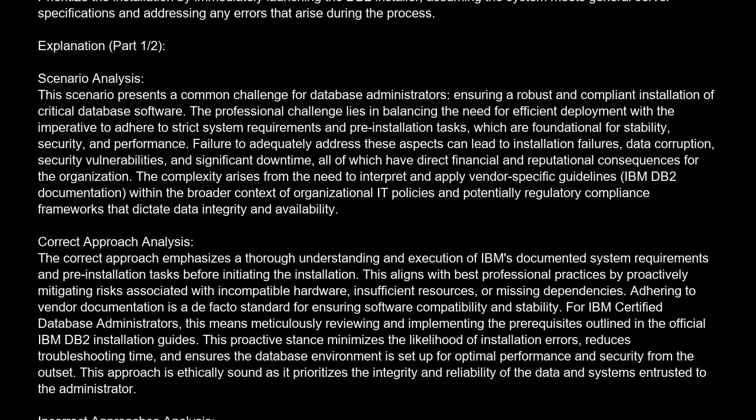Correct answer is D. Prioritize the installation by immediately launching the DB2 installer, assuming the system meets general server specifications and addressing any errors that arise during the process.